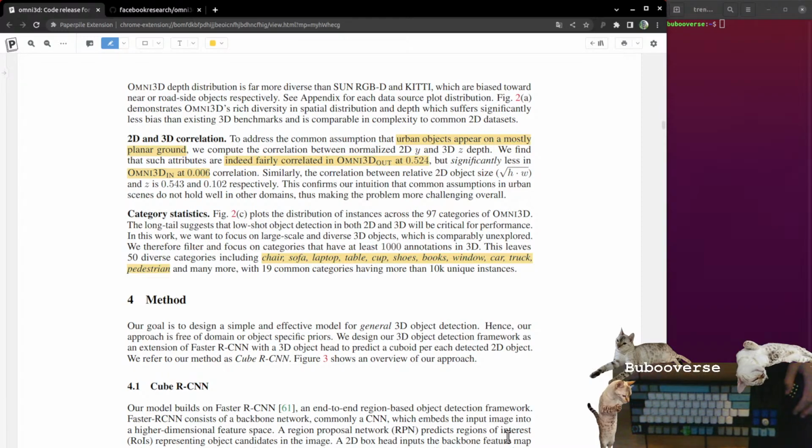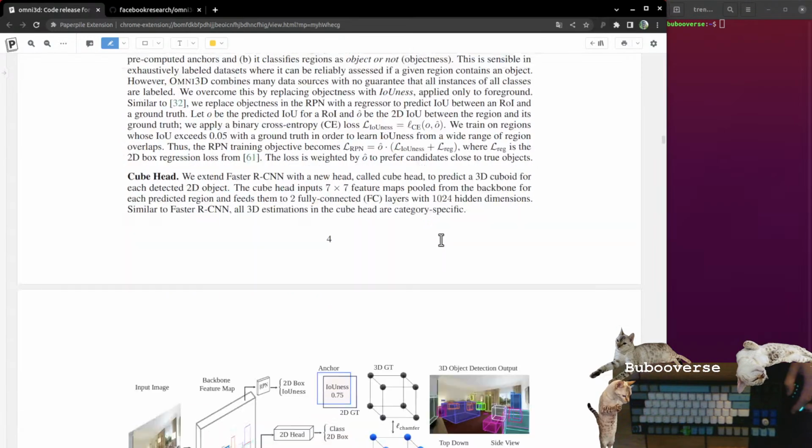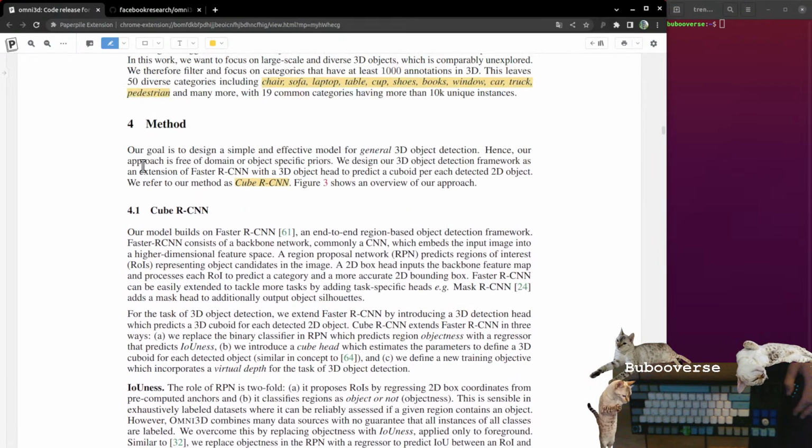Cool. Okay, I think this is where they're going to start talking about their Cube RCNN. It'll be interesting. Let's see what bag of tricks they use to really get the state of the art on this little benchmark that they created. Yeah, it's just okay. It's just a Faster RCNN, an end-to-end region-based object detection framework.